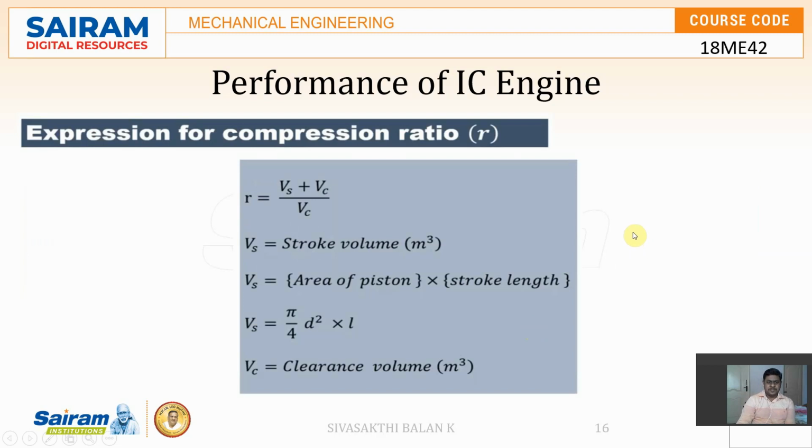And for compression ratio, we know that compression ratio is defined as the ratio between the total volume of the cylinder and the clearance volume. And the total volume is calculated by the sum of stroke volume or swept volume plus the clearance volume. And clearance volume is nothing but the volume of the cylinder when the piston is at the top.